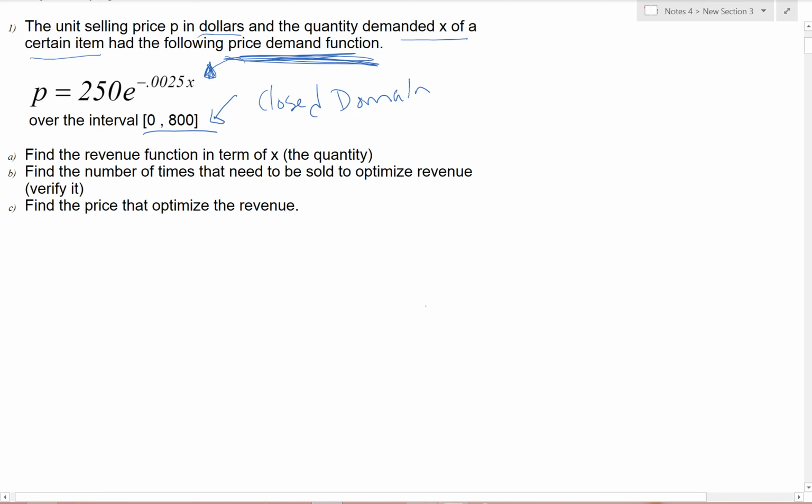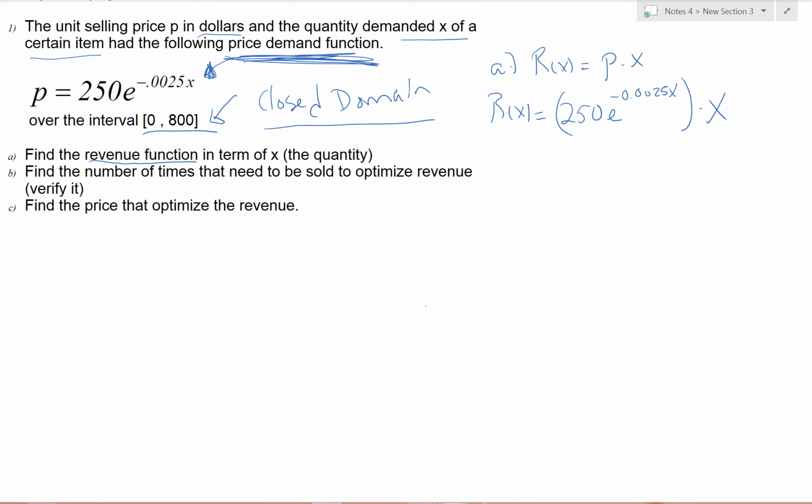Bear with my handwriting, because this is all on a tablet and my handwriting was already messy enough before I started writing on tablets. I digress. The first question is to find the revenue. Finding the revenue is not new. Revenue is still price times quantity. The new part is that the price equation is not linear. So our revenue is 250 e raised to the negative 0.0025x times another x. Again, price demand times x. The new part is that it's an e instead of a line.